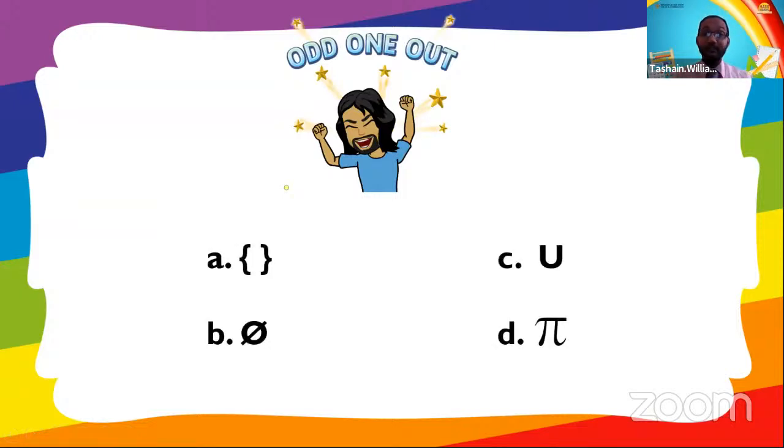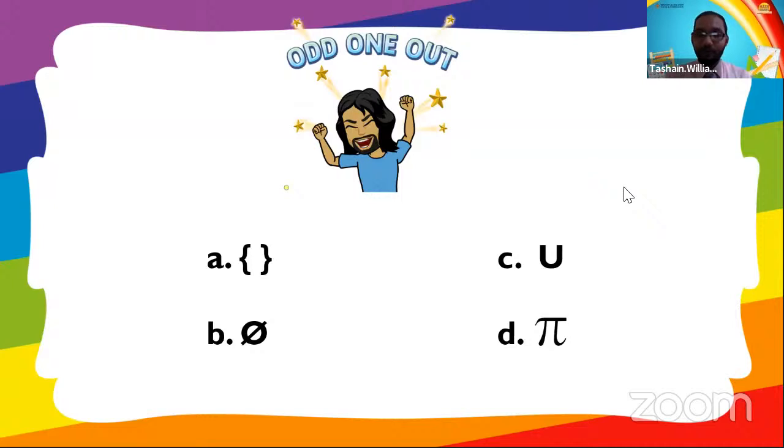Here we have four symbols. We have A, and I want you to type in the chat the odd one out again, as quickly as possible. A is a pair of curly brackets. B is a zero, or we could say it's an O with a strike through. C is a U, and D is pi, that symbol pi. Type your answers in the chat, Mr. Johnson. I see the chat lighting up over there.